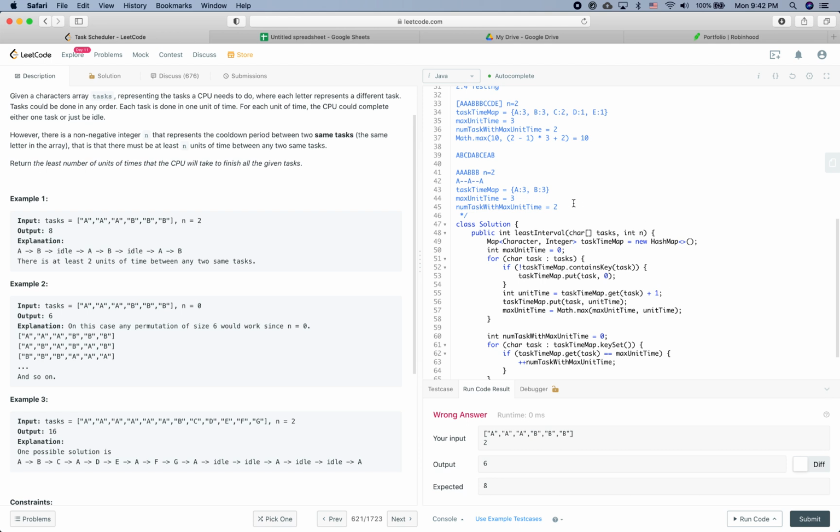Alright, so let me explain. So we clarify the confusion, which was my fault. How long it is for each repeat slot is decided by the cooldown period, and how many times we need to repeat those slots is decided by the unit of times for the task that takes the longest unit of times to be finished. So this one is 3 because A takes 3 units of times to be finished.